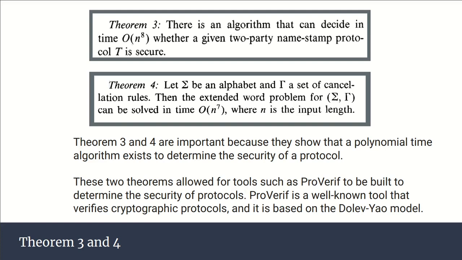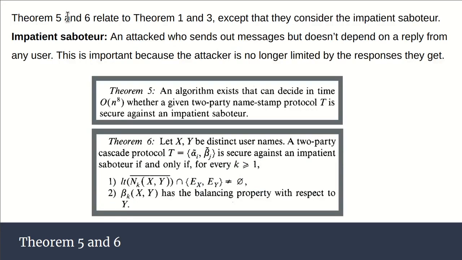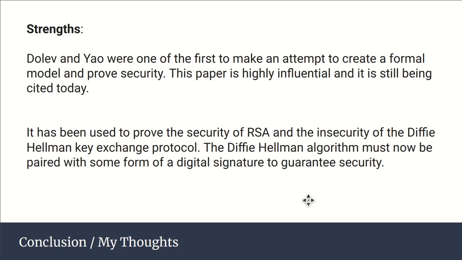ProVerif is a well-known tool that verifies cryptographic protocols, and it is based on the Dolev and Yao model. Theorem 5 and 6 are very similar to Theorem 1 and 3, except that they are considering the impatient saboteur. An impatient saboteur is an attacker who sends out messages but does not depend on a reply from any user. This is important because the attacker is no longer limited by the responses they get. And we show that they are also verifiable in polynomial time.